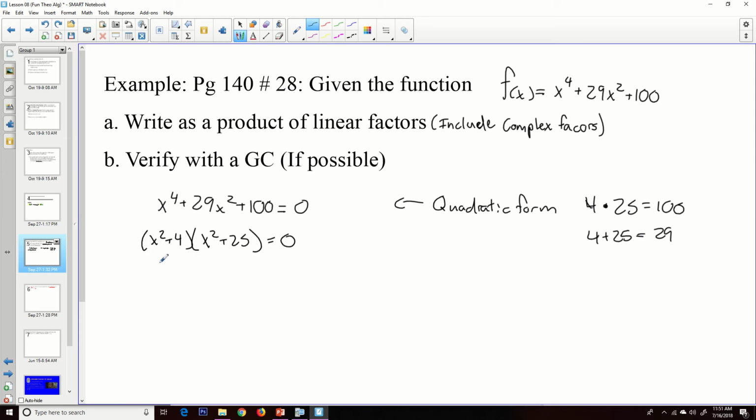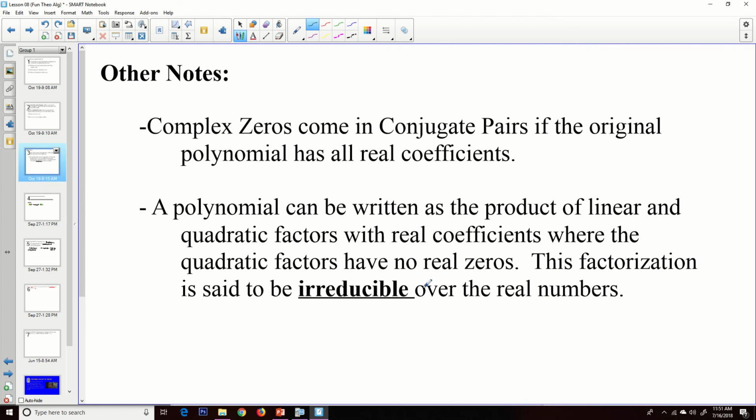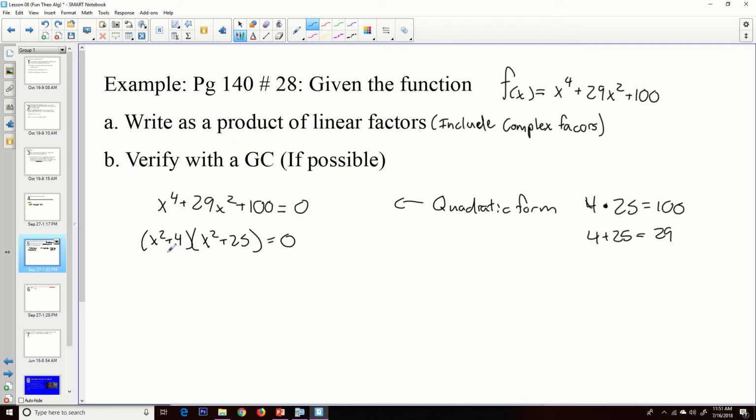Now, just to review back to this thing where it says it's irreducible over the real numbers, these two factors are quadratics that are irreducible over the real numbers. But we didn't do that. We want complex factors, and we want to get the linear factors.